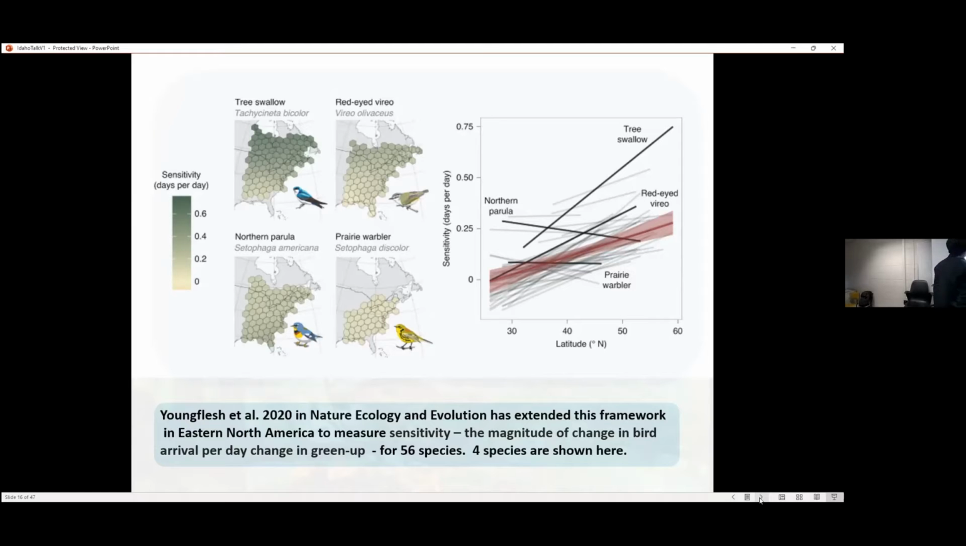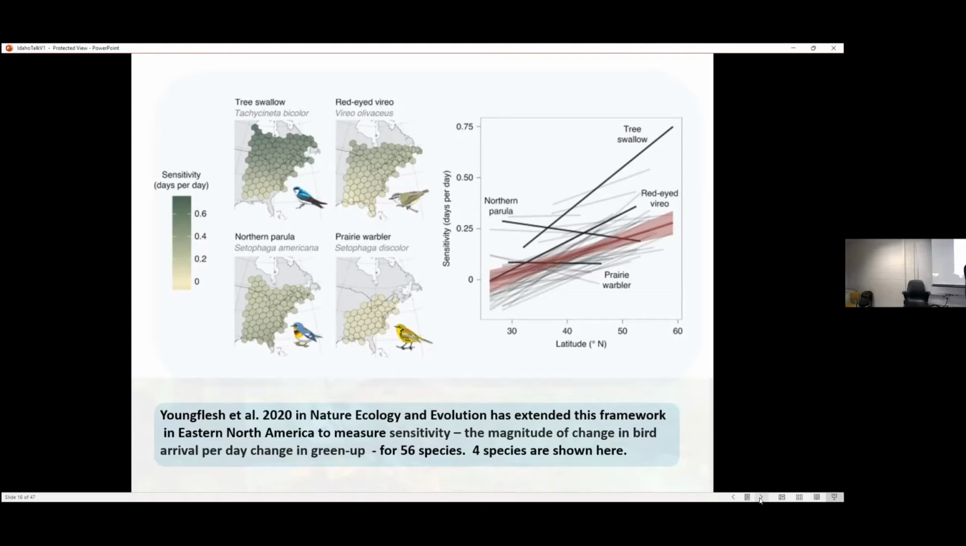And for these four illustrative species like tree swallows and various vireos, we can see that these species are generally tracking green up, and they're certainly tracking it better at the northern latitudes than they are at the southern latitudes, right? There's more reason to want to track the green phenology in the northern latitudes, where the growing season is shorter, so it's more important, right? And we can see that northern parula and prairie warblers are not so good at tracking the green up signal. So these have less sensitivity and they actually have negative slopes instead of positive slopes over latitude. So lots of variation here.